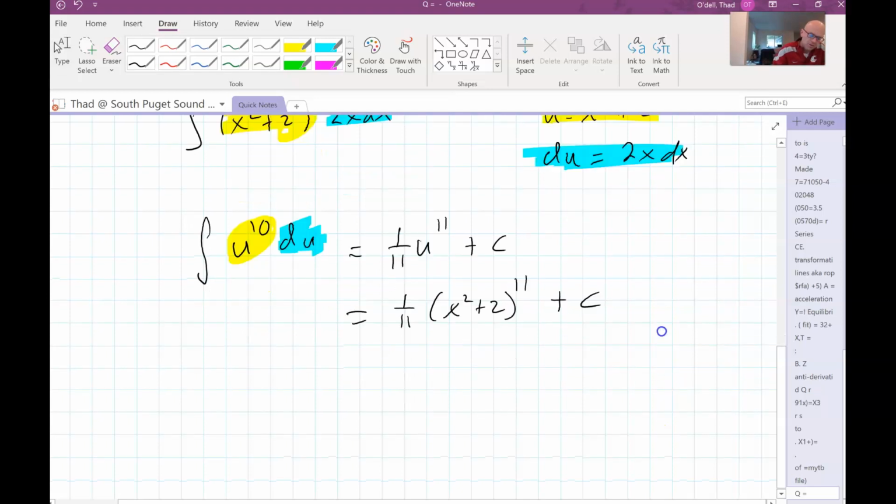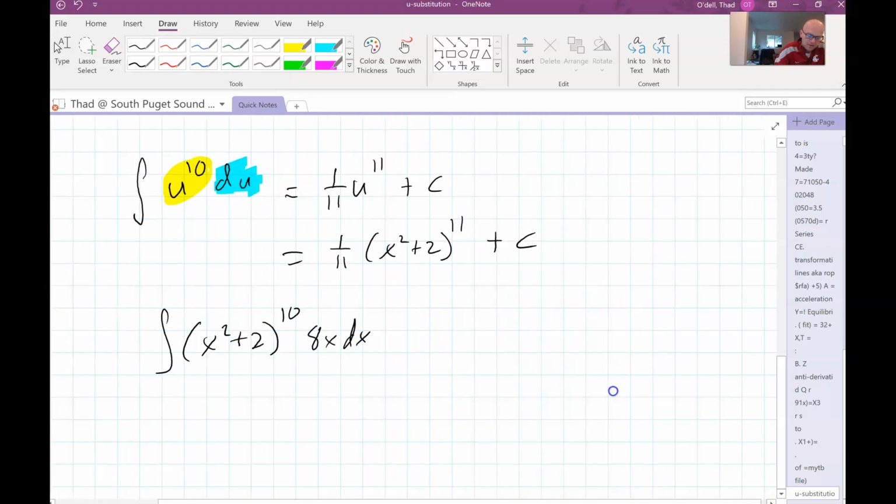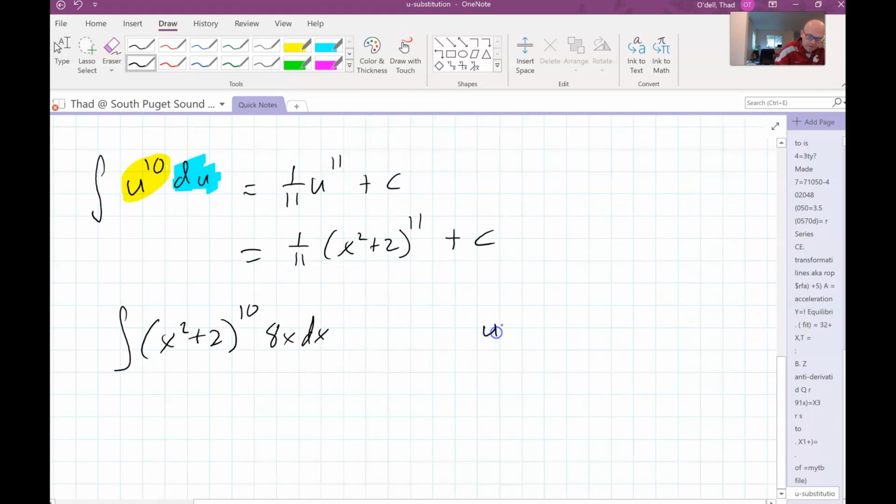And just to impress you even further, what if we had the same problem, x squared plus 2, maybe you're getting tired of this problem, to the 10th power, but this was 8x dx. Does that ruin everything? Well, let's try it. We've got u is still equal to x squared plus 2, and du is still equal to 2x dx, because that's what it is, right? The derivative of x squared plus 2 is 2x dx.